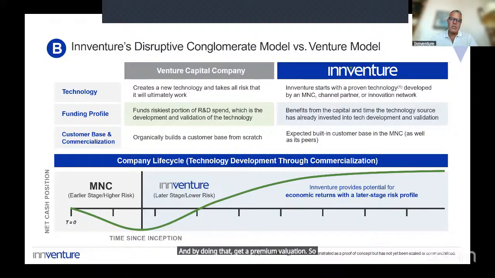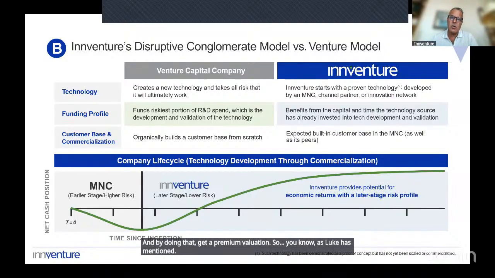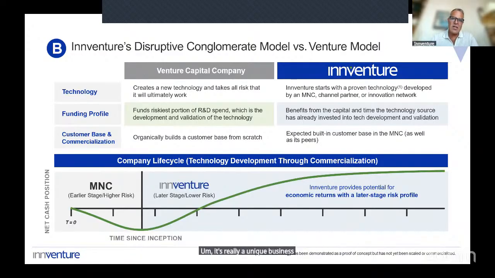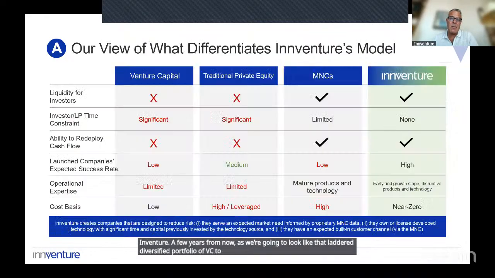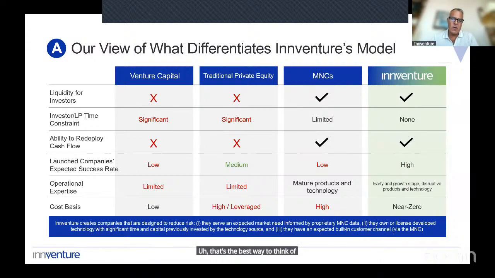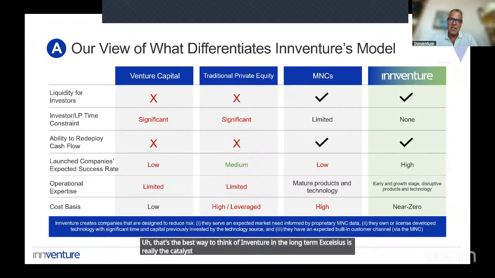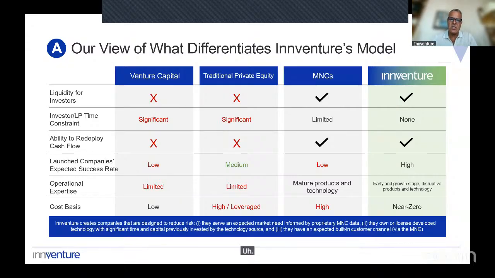So, as Lucas mentioned, if you think of Innventure in the long term, it's really a unique business because it's effectively a look through of Innventure a few years from now is we're going to look like that laddered diversified portfolio of VC to PE investments of the companies we created. That's the best way to think of Innventure in the long term. Excelsius is really the catalyst today to Innventure's business.